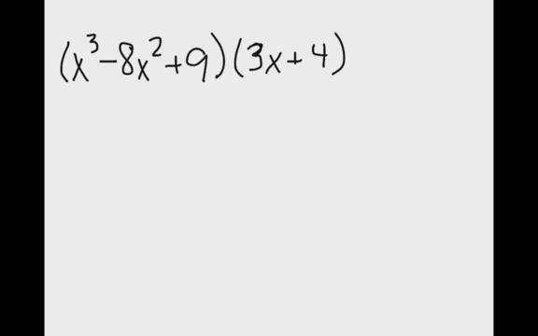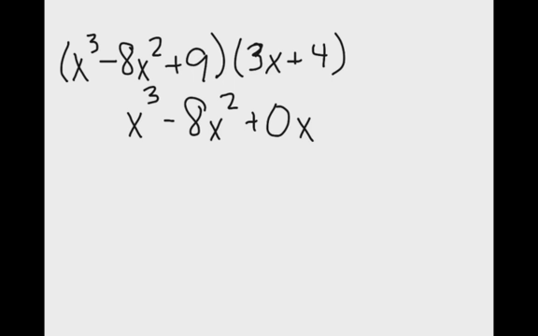We're going to do one last example, and with this example we are going to multiply it vertically. So if you remember, we have the bigger one, the one with more terms, on top. So it'd be our x cubed minus 8x squared, and then 9. There is no x term, so we are going to put a placeholder in there. So that would be 0x, because that's the same as 0.